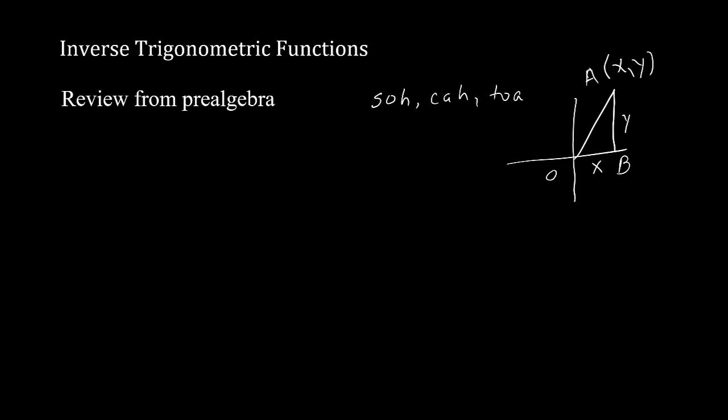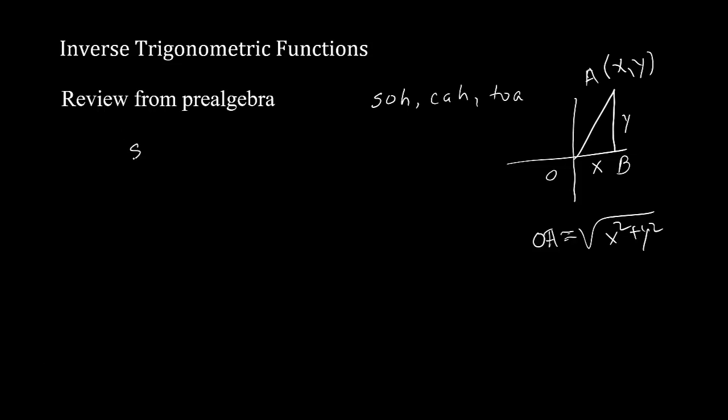Inverse trigonometric functions. We want to make some review from pre-algebra. Everybody knows SOHCAHTOA. Let me take the quadrant here, and I take acute triangle OAB, and let me say A is the point (x, y), so then AB is y and OB is x. Now easily you can find OA, which is the hypotenuse. With the Pythagorean theorem you can easily find this is the square root of x squared plus y squared.